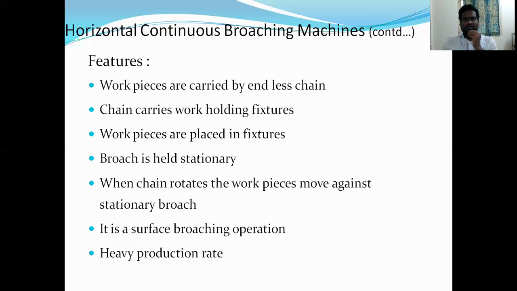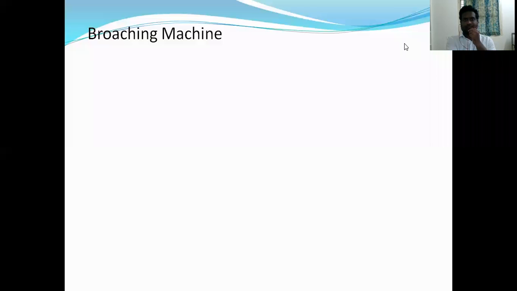So these are the horizontal continuous broaching machines and rotary continuous broaching machines, right? So these are all the types of broaching machines: horizontal broaching machine, vertical broaching machine, rotary table continuous broaching machine, and horizontal continuous broaching machine.